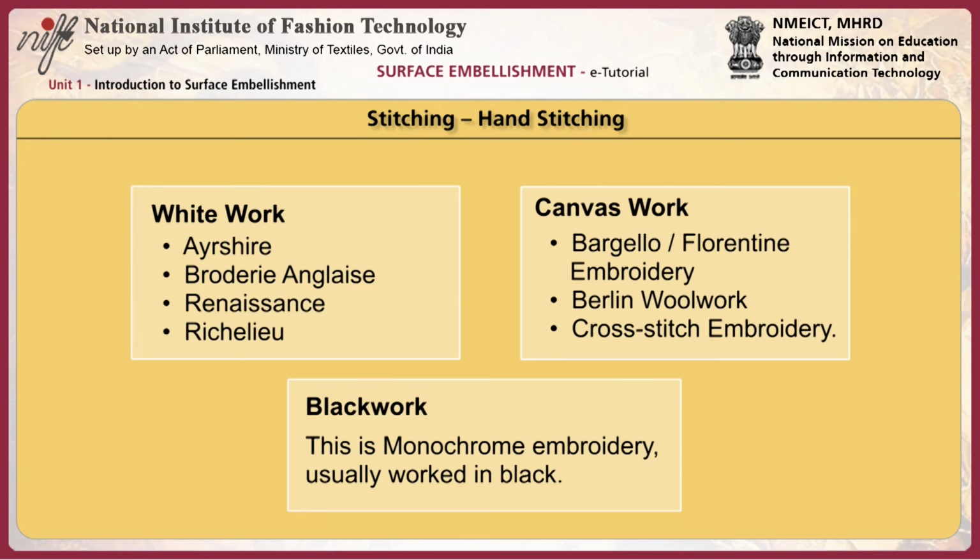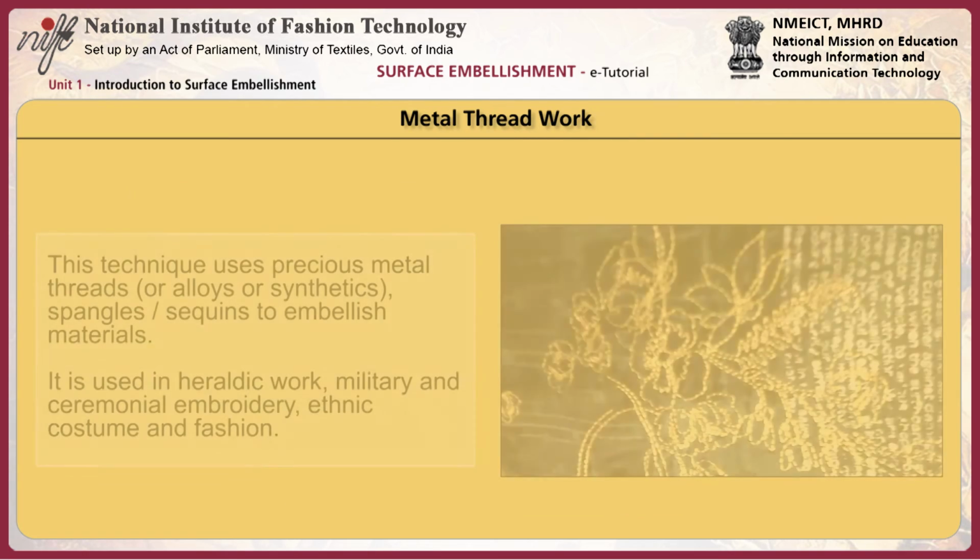White work. White work is used to reference embroidery using white on white. The main types are Ayrshire embroidery, broderie anglaise, Renaissance embroidery. Canvas work. Canvas work is embroidery worked on canvas. The main types are Bargello, Florentine embroidery, Berlin wool work and cross stitch embroidery. Black work. Black work is monochrome embroidery usually worked on black.